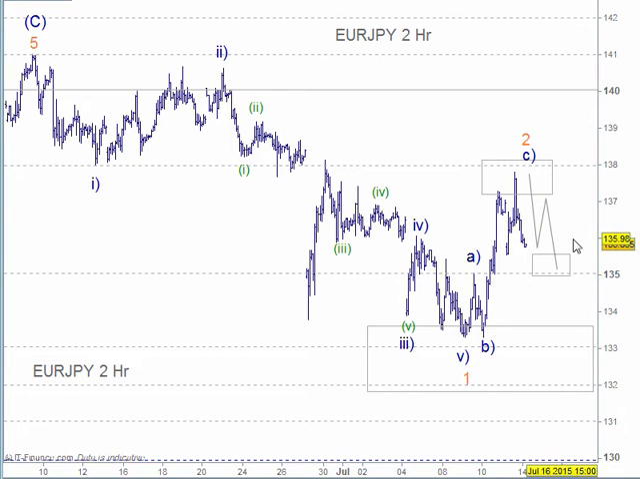Now, it's likely to just move through this 135. It's likely to move through here. But I just want you to be aware that that's the 61.8 retracement level. There will be some support there, of course, and yeah, it could produce a move to the upside there.